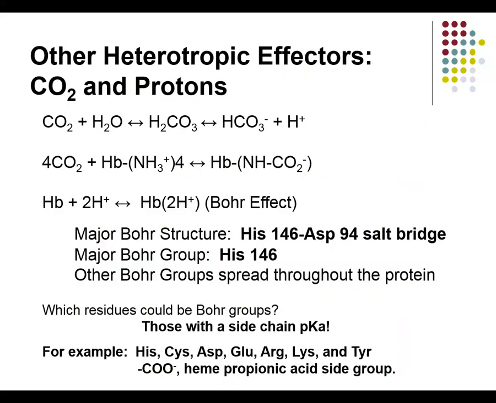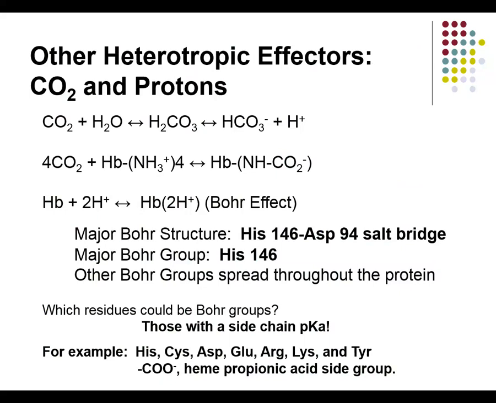Carbon dioxide and proton ions both are important heterotropic effectors that lower the oxygen affinity of human hemoglobin by preferentially stabilizing the T state. Carbon dioxide can enter the red blood cell through the RhAG protein, and bicarbonate ions can enter the red blood cell through band 3, which is the anion antiporter. On both sides of the interface, carbon dioxide and bicarbonate can be interconverted by the reaction shown above. This reaction is catalyzed by carbonic anhydrase.